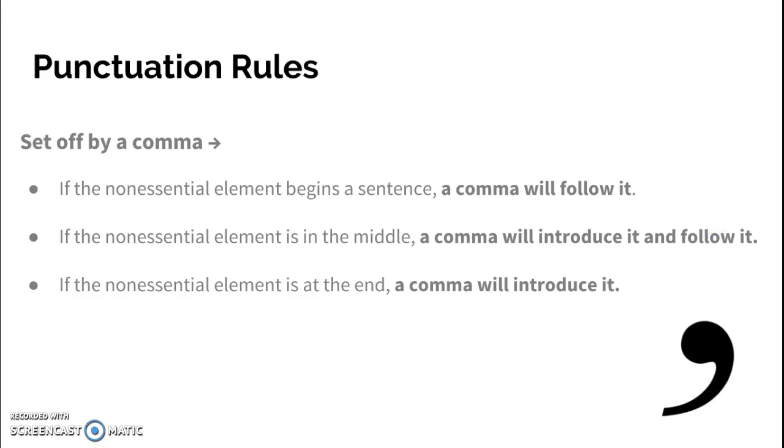So our punctuation rules. Our non-restrictive clauses are set off by a comma. This is where you're going to have to go back to your note sheet to fill in the rules. If the non-essential element begins the sentence, a comma is going to follow it, meaning it's going to come at the end of the phrase. If the non-essential element is in the middle, a comma will introduce it and follow it. And if the non-essential element is at the end, a comma is going to introduce it. So go ahead and copy this down onto your note sheet. You can pause the video if you want, and we're going to look at more examples on the next slide.